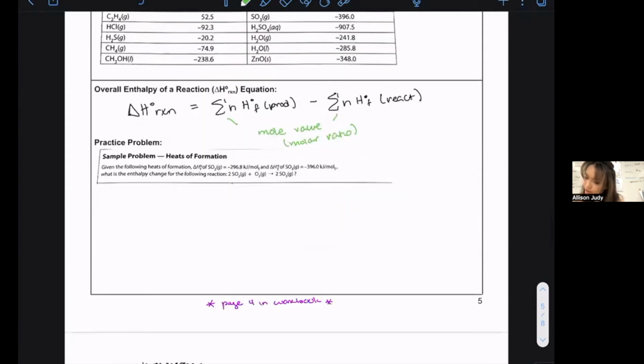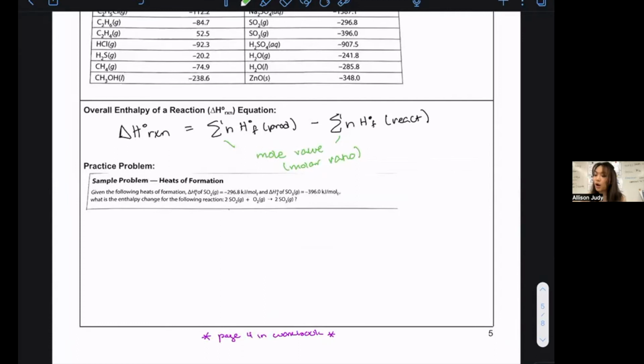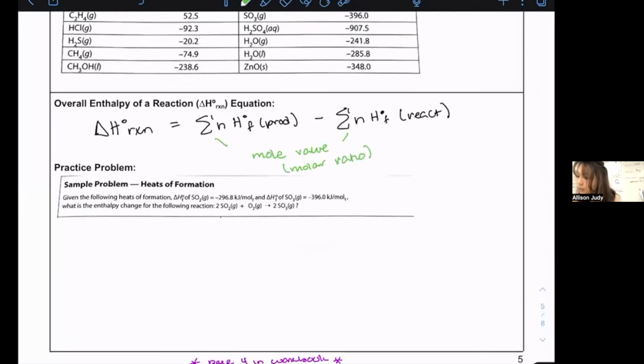So let's go ahead and do a practice problem. And then the rest of the practice problems will be on page 4 in your workbook. We're told, given the following heat of formation values, these specific enthalpy values under standard state conditions that go with synthesizing or forming individual compounds involved in a reaction, is the following. We have a heat of formation value of forming SO2, sulfur dioxide gas, is negative. It's an exothermic process per mole, 296.8 kilojoules per mole.